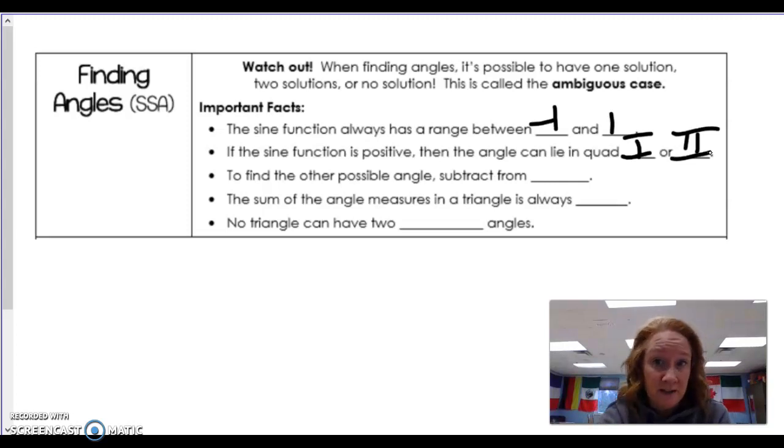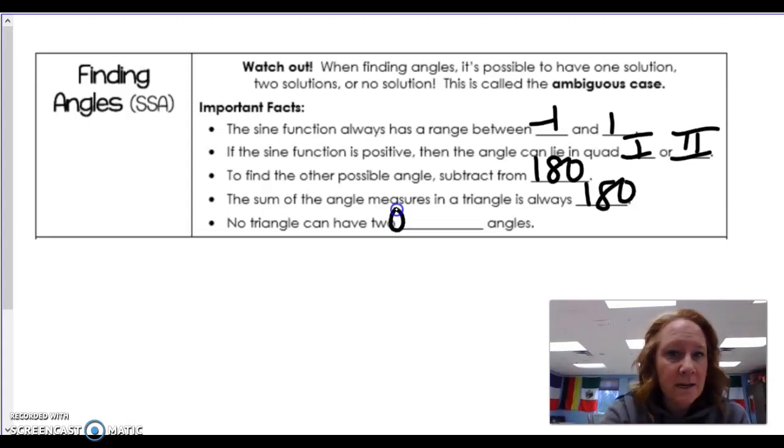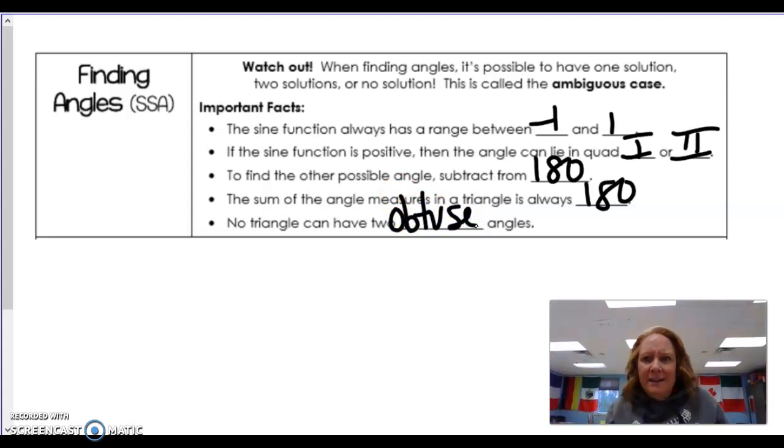To find the other possible angle, we would subtract it from 180, because there's 180 degrees in a straight line or in a triangle. The sum of the angle measures in a triangle is always 180. No triangle can have two what kind of angles? Do you remember you've got acute, right, and obtuse? We can't have two obtuse angles because obtuse means bigger than 90. You can't have two bigger than 90 because then it'd be bigger than 180, and that would not work.